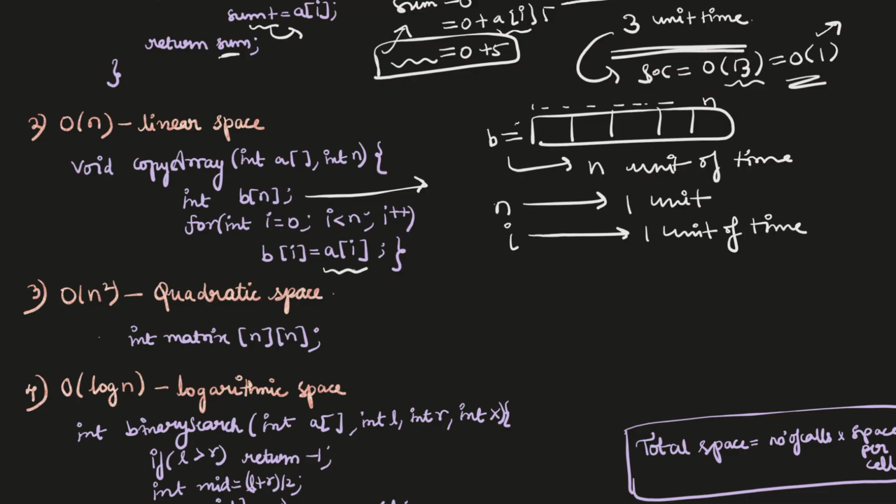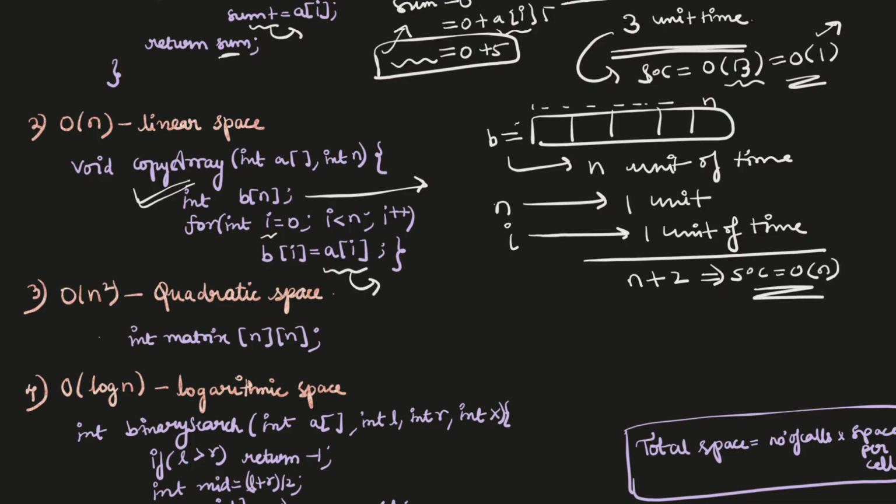Here A is just being used, so it would not be considered. Only the declarations like this would be considered extra, and the rest of the parts are going to be taken as 1 unit. So the total would now be n plus 2. So the space complexity would be order of n. So this is how you find it for this.